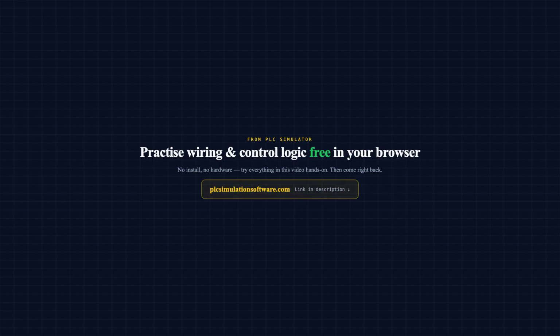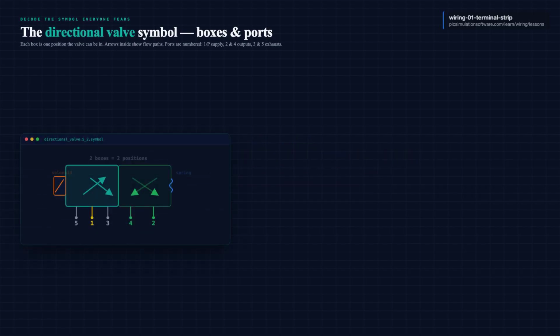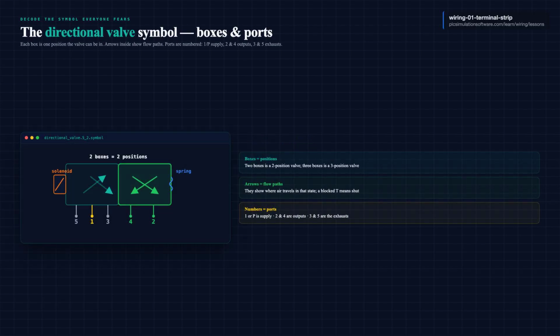Now, back to the drawing. The heart of almost every pneumatic schematic is the directional control valve, and its symbol is the part that scares people. So let us decode it. Each box is one position the valve can be in, one state. A valve drawn with 2 boxes is a 2-position valve. 3 boxes is a 3-position valve. Simple as that. Now look inside each box.